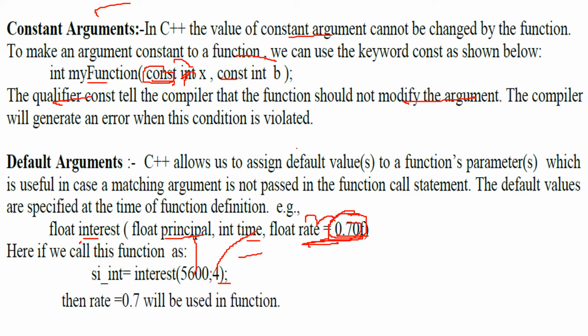So C++ allows us to assign default values to function parameters, which is very useful in the case of a matching argument which is not passed in the function call statement. Here we have not passed it at all. And if you pass it, that will override this 0.70. If the call had been 5600, comma 4, comma say 0.6, then this 0.6 would override 0.70, right? The default values are specified at the time of function definition. So this is how it is done.